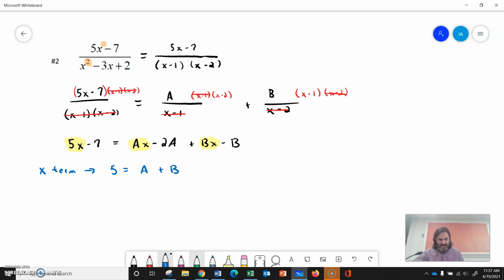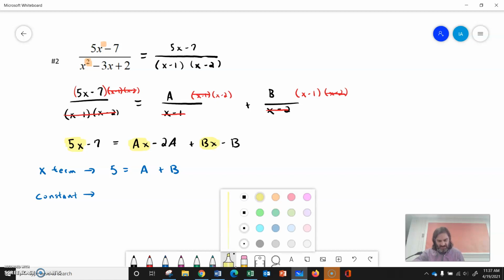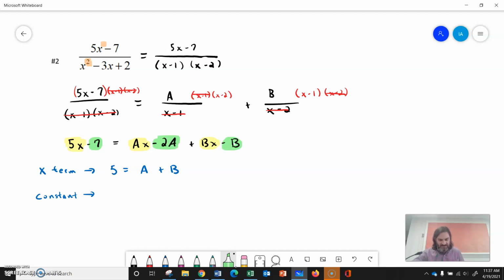Okay? And then I need to move to my constant. Let's color code that with something else. We'll use green. So on the left I have negative 7. On the right I have negative 2a minus b. So let's write that down. Negative 7 equals negative 2a minus b. What this gives us in this particular case, and it could be different in other cases, is 2 equations, 2 unknowns. So a system of equations.